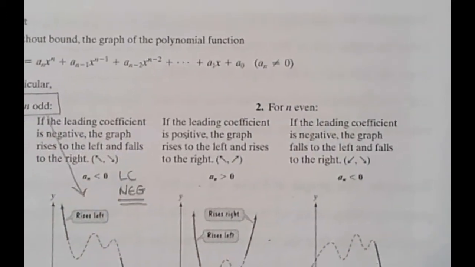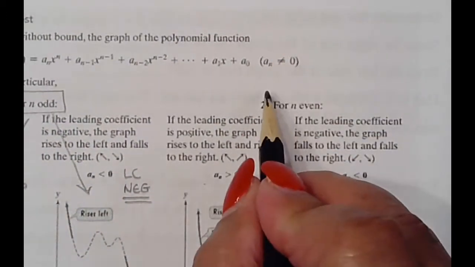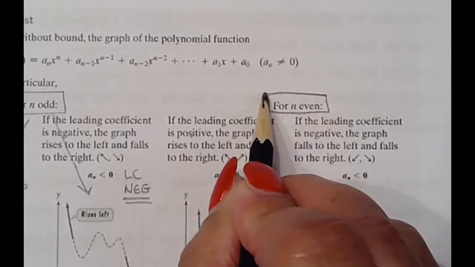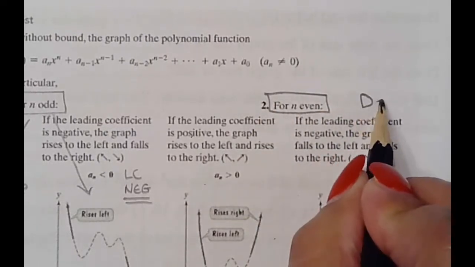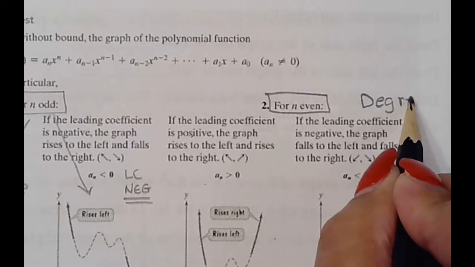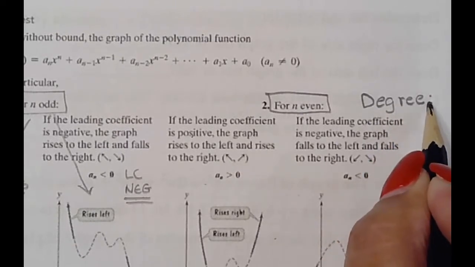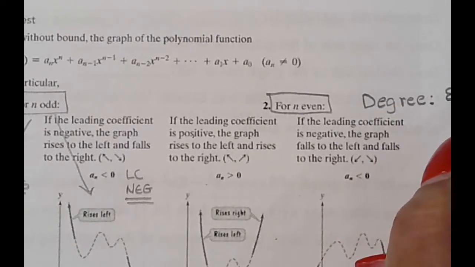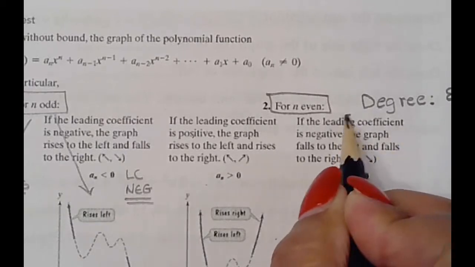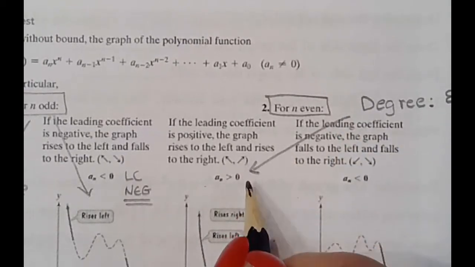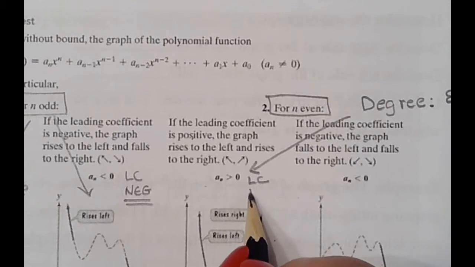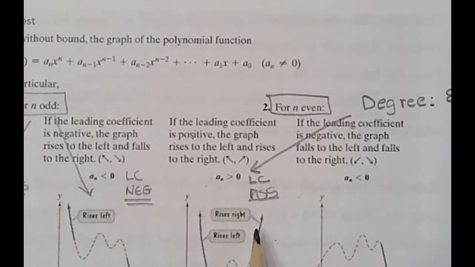On the other hand, let's say that the highest degree is even. The degree of the overall function, coming from whatever the highest degree is, if it is even, and your leading coefficient is positive, that means that both of the ends will go up.